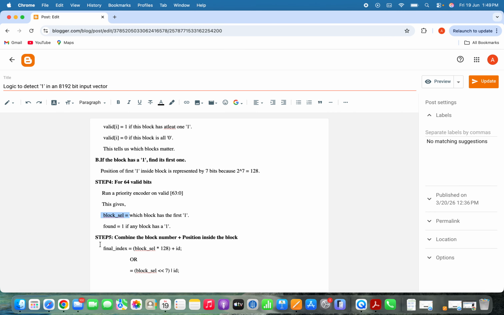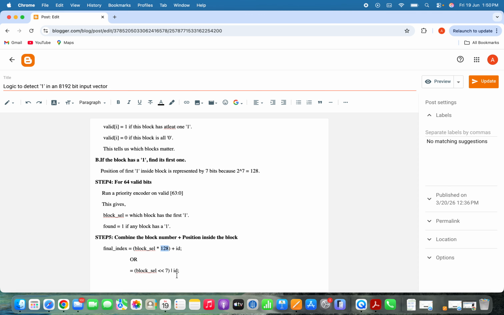And finally, we combine the block number and the local position within the block to obtain the overall position of the leading one in the complete 8192-bit input. The final index is computed as block select multiplied by 128 plus ID. Since 128 equals 2 to the power 7, multiplication by 128 can be implemented efficiently using a left shift operation. Therefore, final index equals block select left shift by 7, OR ID.